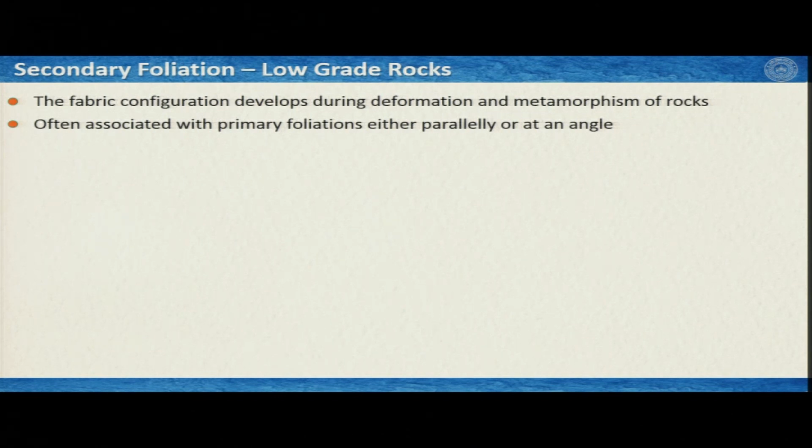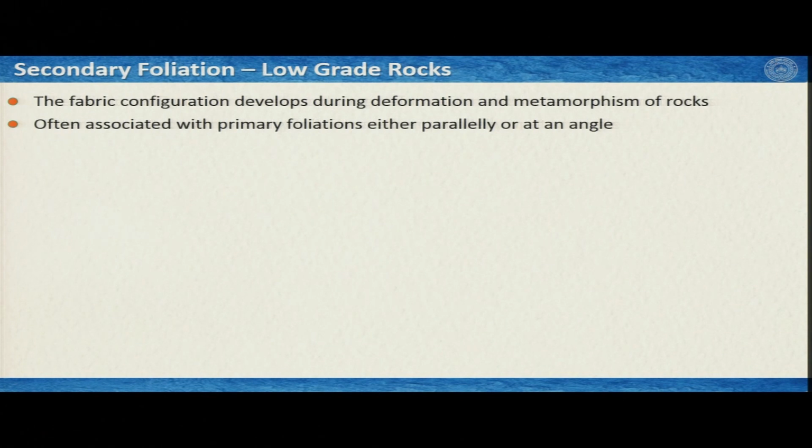So, we have the primary rock with or without primary foliations, and when you deform it, you develop some foliations: alignment of some minerals or fractures or whatever, that defines new planes in the system, and these are your secondary foliations. And as we said, these are often associated with primary foliations, either parallel or at an angle.